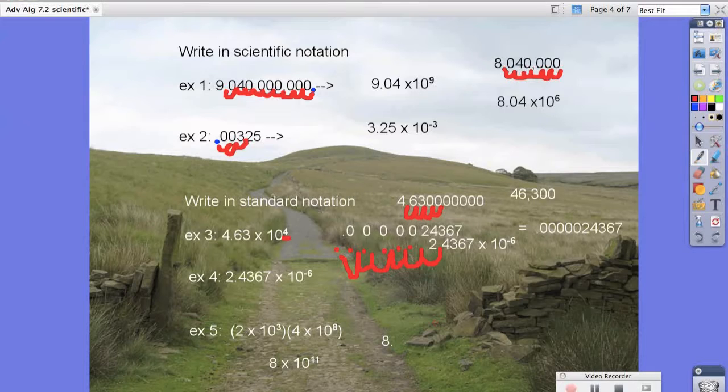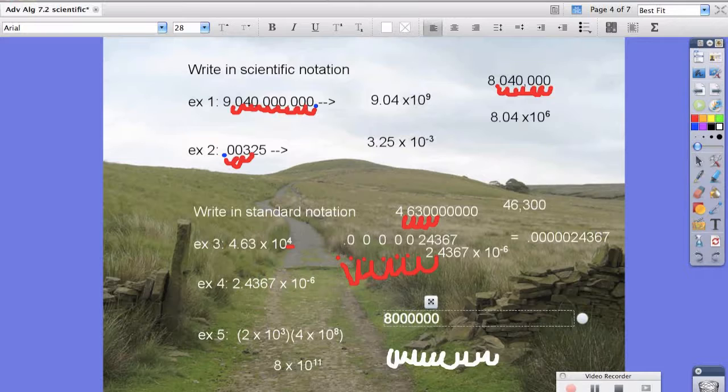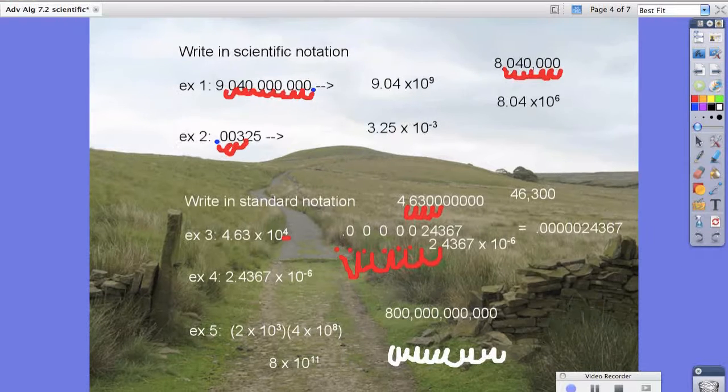So it's moving once, twice, 3, 4, 5, 6, 7, 8, 9, 10, 11. So if you count, there's 11 holes. So that means there's going to be 11 extra zeros. So 1, 2, 3, 4, 5, 6, 7, 8, 9, 10, 11. And put our commas in the appropriate spots. So we have 800 billion as our number.